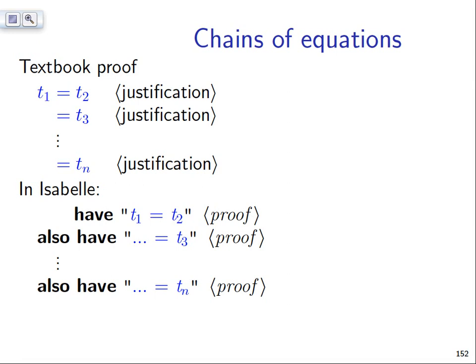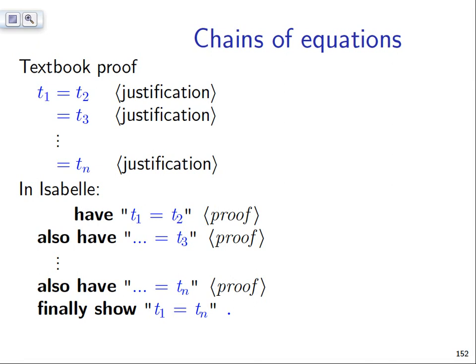But then you still have to explicitly state the consequence of this long chain. Namely, the consequence is that t1 is equal to tn. And so you explicitly say with the keyword finally, which combines the results of these previous things and feeds it into the next statement. Namely, you show t1 equals tn. And here the proof is simply dot. And dot is a proof method that you can use in general. It just says by assumption. So dot is just sort of by assumption.